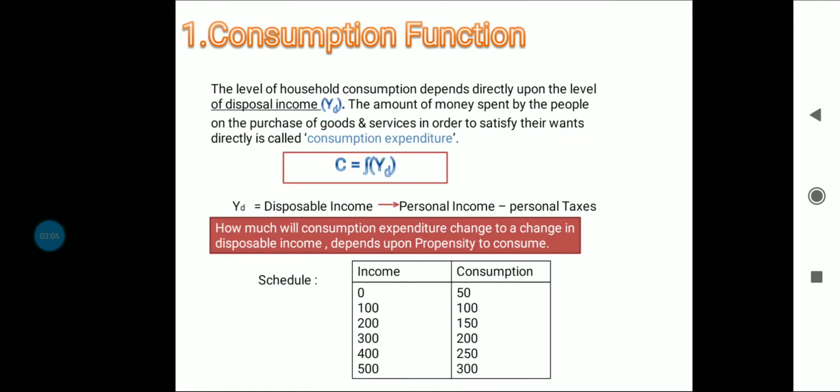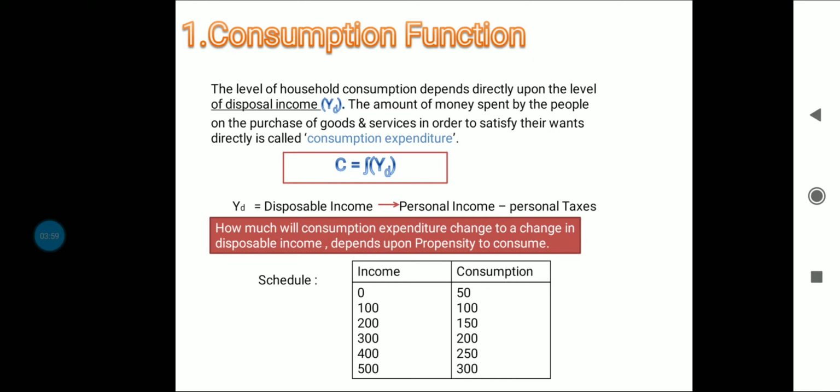First, we should understand what is consumption function. The level of household consumption depends directly upon the level of their income, disposable income. What is the disposable income? The income minus taxes. So the amount of money spent by the people on the purchase of goods and services in order to satisfy their wants directly is called consumption expenditure. So C is a function of YD, where YD is disposable income, and how is it calculated? Personal income minus personal taxes. Means disposable income is that income which is ready for consumption.